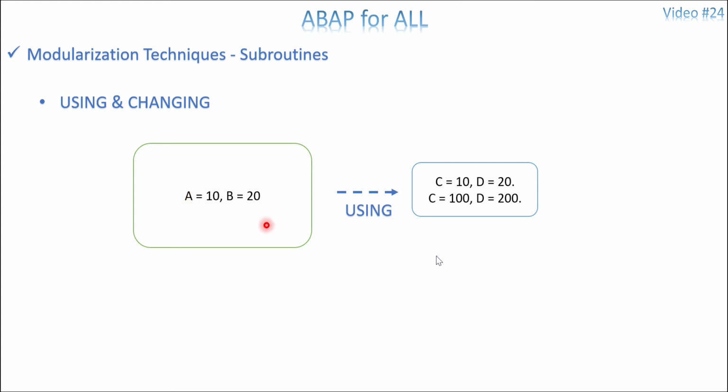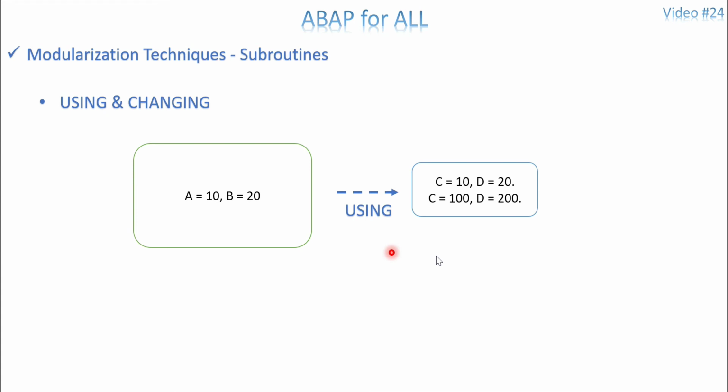A equal to 10, B equal to 20. This is probably the previous example I already showed you. With the help of the keyword using, passing the values A 10, B 20, it's going to receive them in C and D, and then I'm changing the value of C and D in the subroutine. C is equal to 100, D equal to 200, but it's not reflecting in my actual parameters, because I'm just using a keyword called using, meaning just use the value of my variable, don't do anything else.